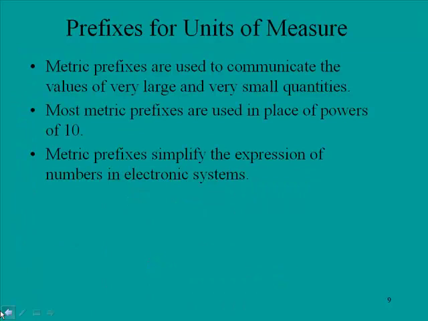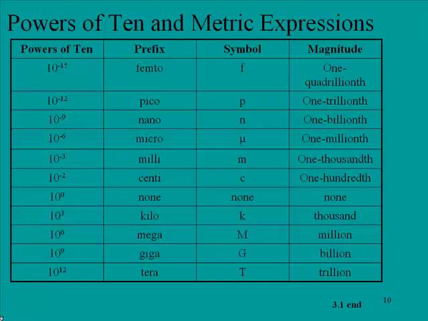Metric prefixes are used to communicate the values of very large and very small quantities. Most metric prefixes are used in place of powers of 10. Metric prefixes simplify the expression of numbers in electronic systems. And here we have powers of 10 and metric expressions. And as we go through this course, you're going to become very familiar with almost all of these. We probably won't use this one very much, the femto, which is minus 15. That's not commonly used in electronics, but all of the rest of these, from minus 12 to positive 12, you're going to get very familiar with.